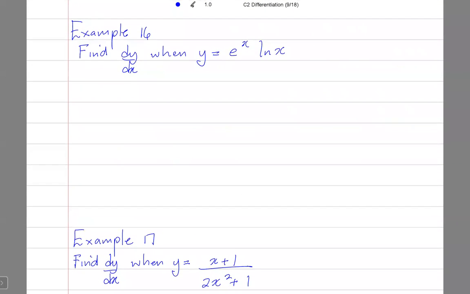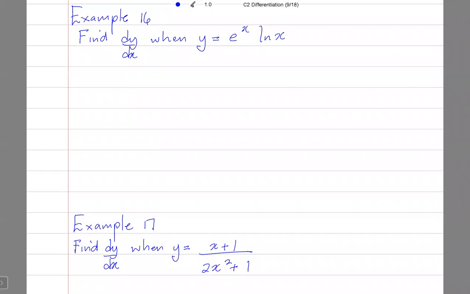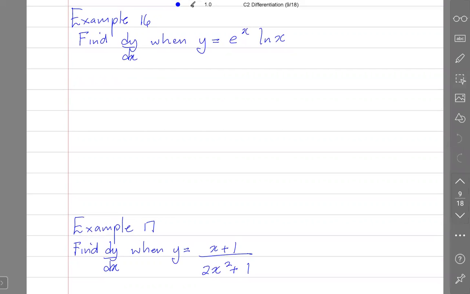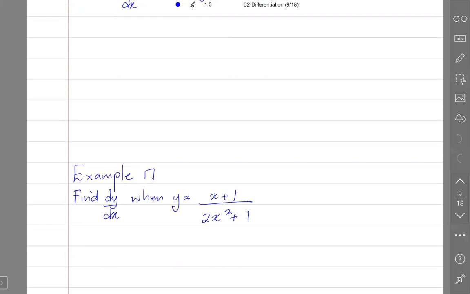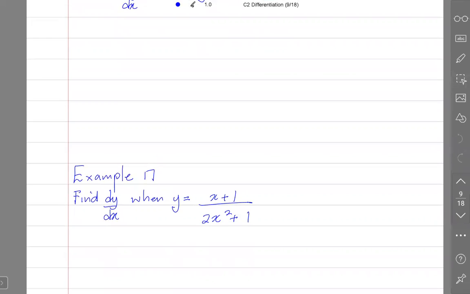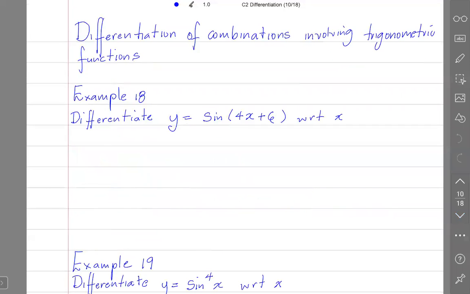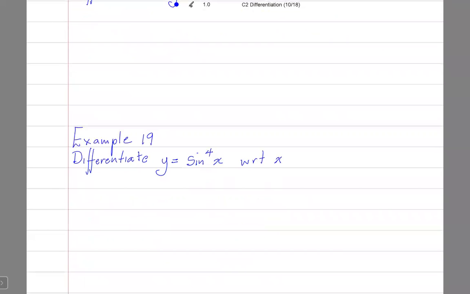So example 16, I'll do 16, and then I'll ask you, I could easily ask you to do both 16 and 17. Let's go on the next page. It says combination involving trigs, but that's not a combination. So 18 is not 19. 19 is not a combination either.